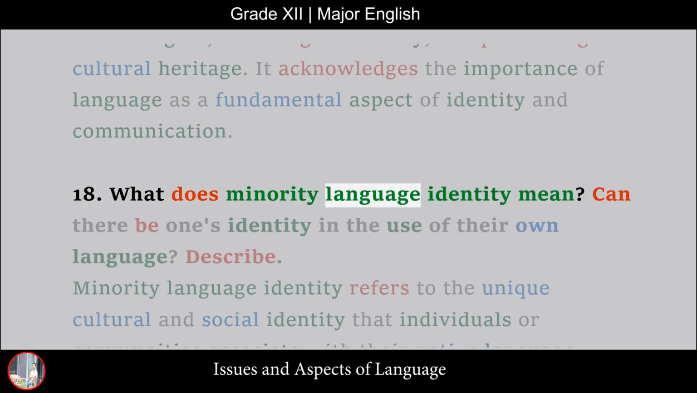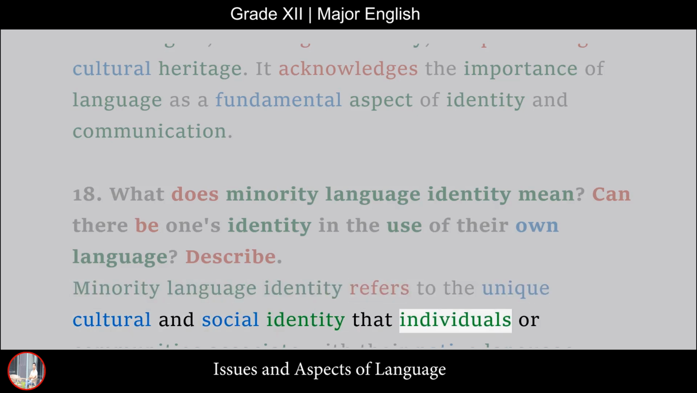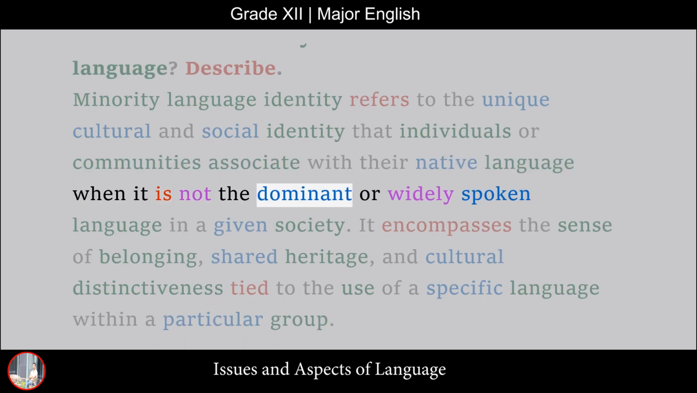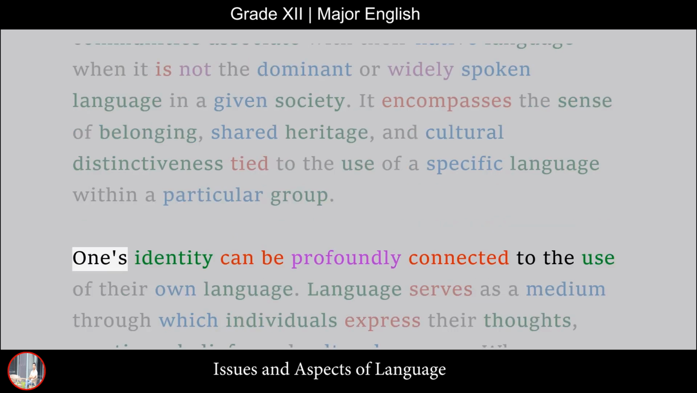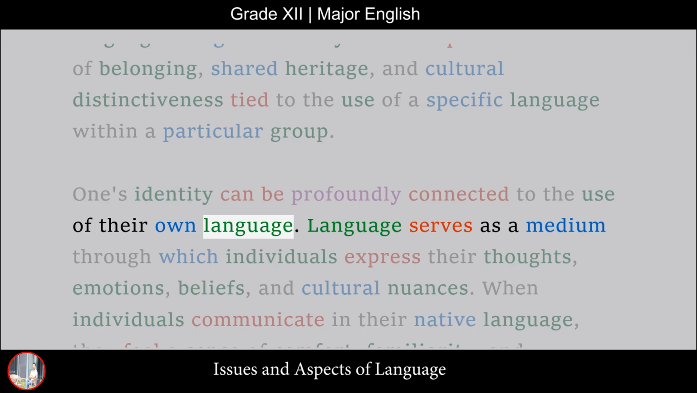18. What does minority language identity mean? Can there be one's identity in the use of their own language? Describe. Minority language identity refers to the unique cultural and social identity that individuals or communities associate with their native language when it is not the dominant or widely spoken language in a given society. It encompasses the sense of belonging, shared heritage, and cultural distinctiveness tied to the use of a specific language within a particular group. One's identity can be profoundly connected to the use of their own language.